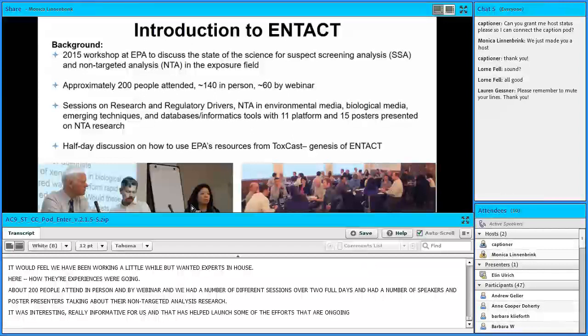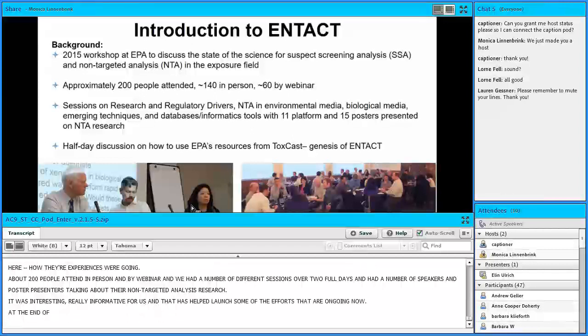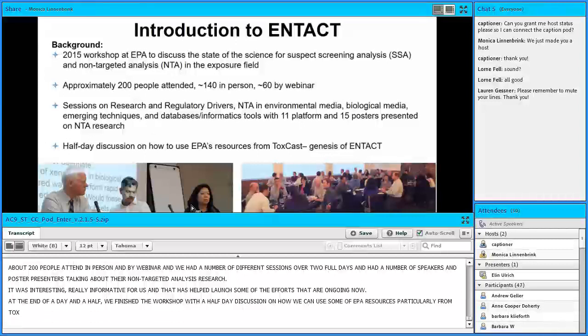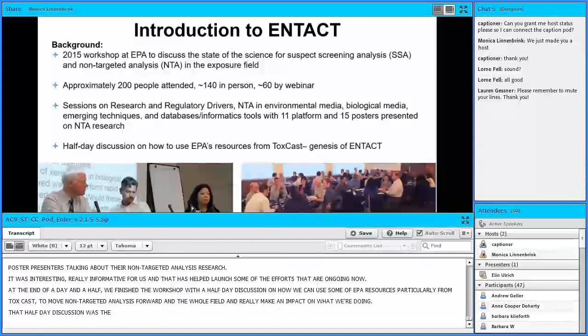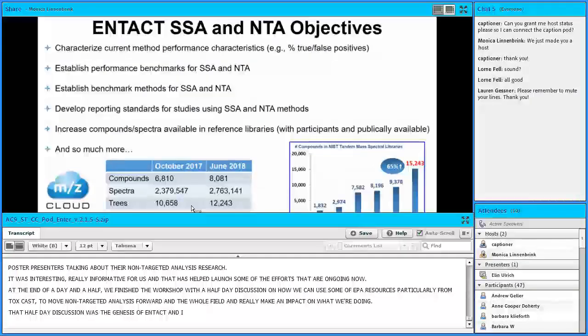At the end of a day and a half, we finished the workshop with a half-day discussion on how we could use some of EPA's resources, particularly from ToxCast, to move non-targeted analysis forward in the whole field and really make an impact on what we're doing. That half-day discussion was the genesis of ENTACT, and I'll get into some more details about that now.